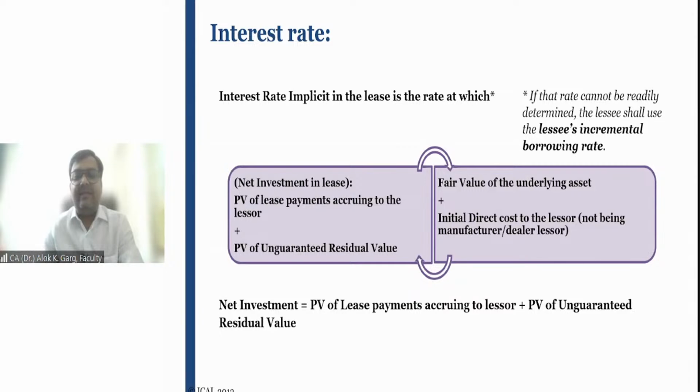In that case, what will happen? The lessee's incremental borrowing rate needs to be taken. What is incremental borrowing rate for me? If I'm going to a bank, and I'll take a loan equivalent to the lease term, equivalent to this amount, what should be the interest charged by the banker from me, right? That will be the lessee's incremental borrowing rate. Right, friends? Is that clear?